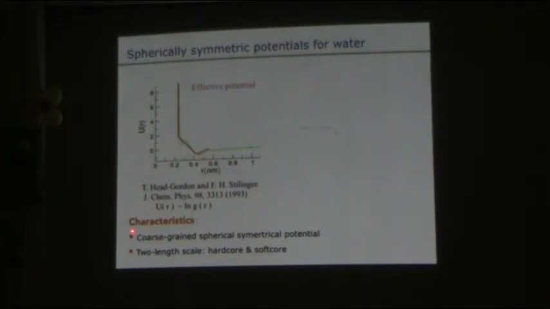So basically the key features are, first of all, coarse-grained. Second, spherically symmetric. And the third one is having two length scales. So this turns out to be extremely important in your study. So this is the first length scale, and this is the second length scale. So why do we think this one possibly has a liquid-liquid critical point?